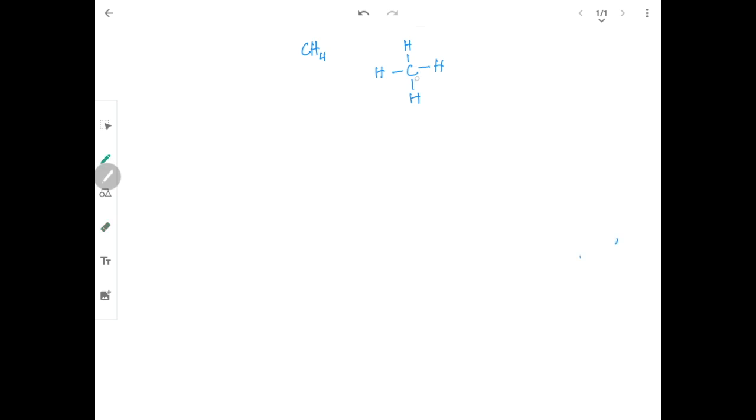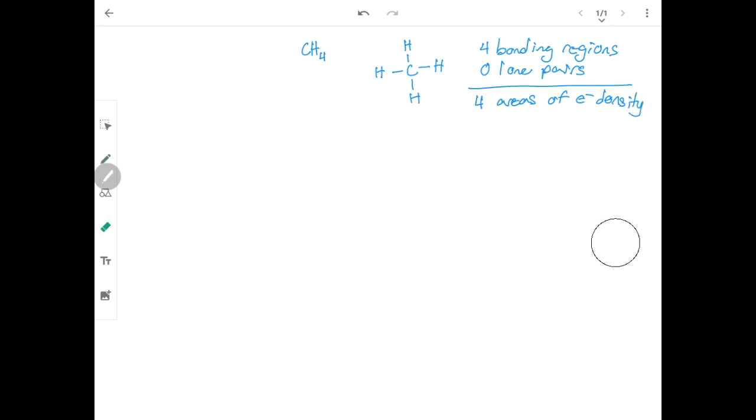Now here, we've got a bonding region here, here, here, and here. So that's 4 bonding regions. And how many lone pairs? 0. That gives us a total of 4 areas of electron density. If we have 4 areas of electron density, we need to combine 4 atomic orbitals to get 4 hybrid orbitals, because the number of orbitals in equals the number of orbitals out. That's pretty important: orbitals in equals orbitals out, and that's equal to the number of regions of electron density. That's going to be 4 in this case.